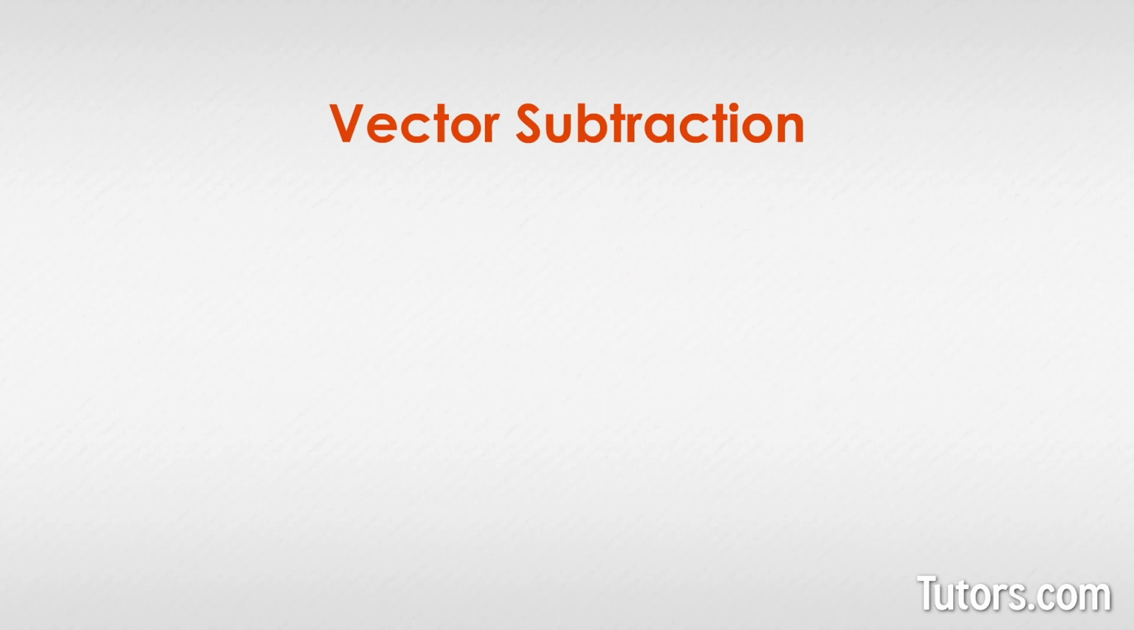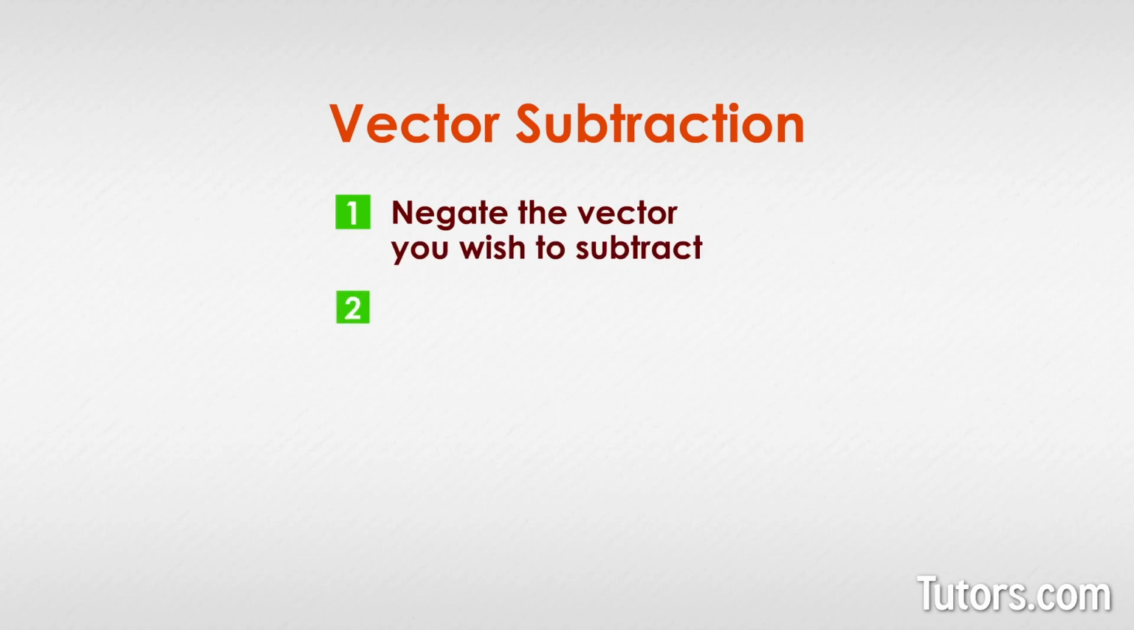Now let's look at vector subtraction. Vector subtraction only takes 2 steps. 1. Negate the vector you wish to subtract. 2. Then add the two vectors together.